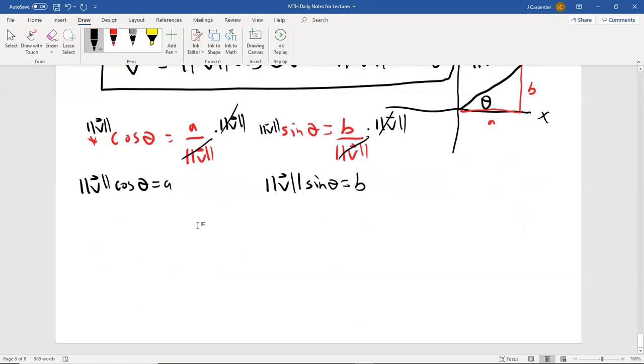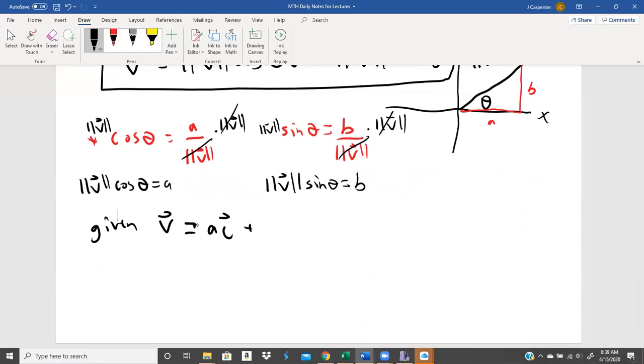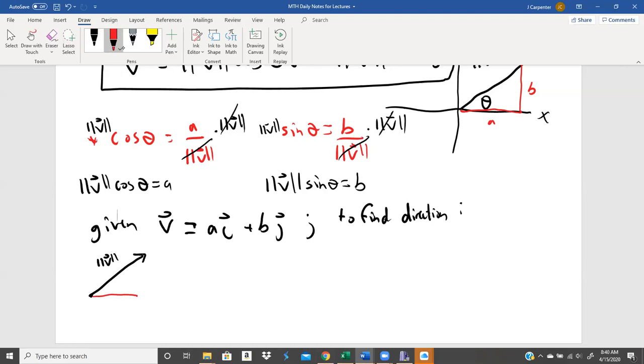Next up, let's say we were given the components and we wanted to find the direction. So I'm just gonna write this out this time. Given the vector in component form, in standard form, ai plus bj, that's not another j, that's a semicolon, to find the direction, well, again, same thing. Here's our vector v. Here's its length. And then the a and the b components are the horizontal and vertical bits.